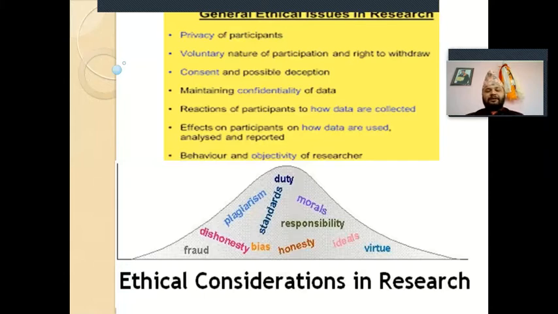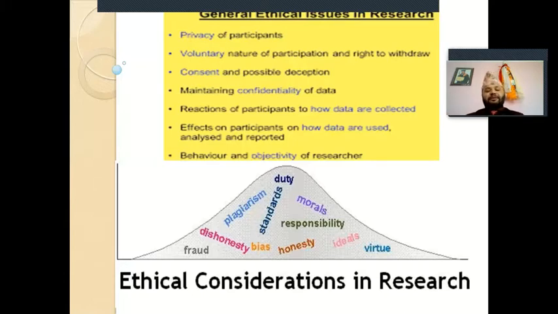Effects on participants of how data are used, analyzed, and reported. What were the effects, right, after the research? After the research or the information is disseminated in the concerned institution or concerned place, there are always effects of it, right? A researcher must inform the participants regarding the outcome of that research, what happened.